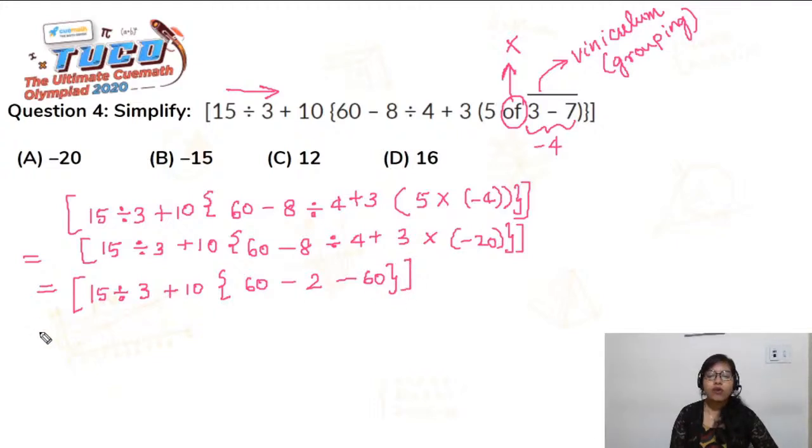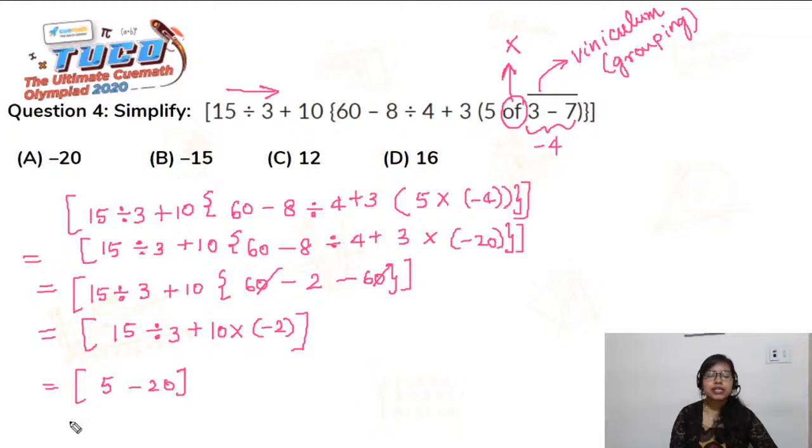Okay. And now when you go from here to here again, you could say that 15 divided by 3, and I'm going to perform the operation together, 10 times of. So the 60 and minus 60 get cancelled. You have a minus 2 left. Okay. Now you could see that going from left to right, you have the division first. So 15 divided by 3 gives you a 5, and 10 times of minus 2 gives you a minus 20. So this is ultimately going to give us a minus 15. Hence option B is the right answer.